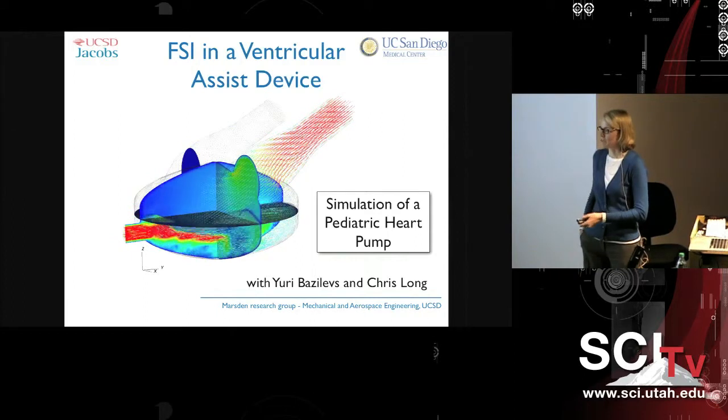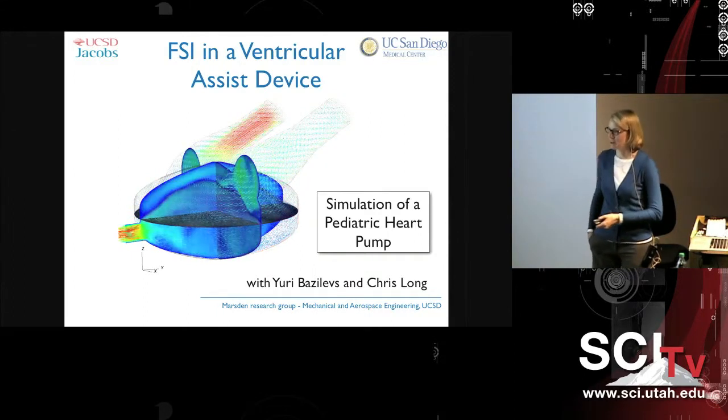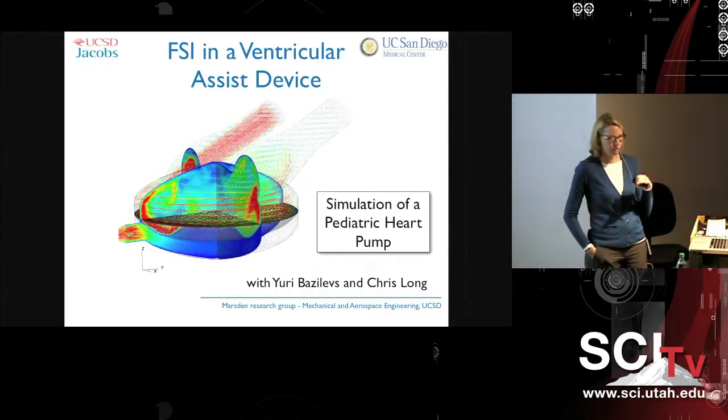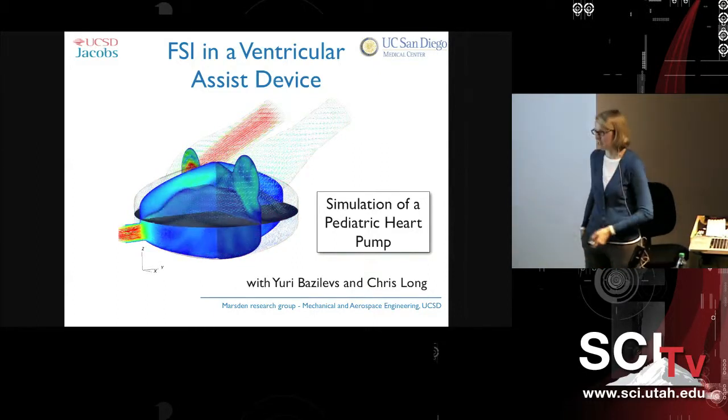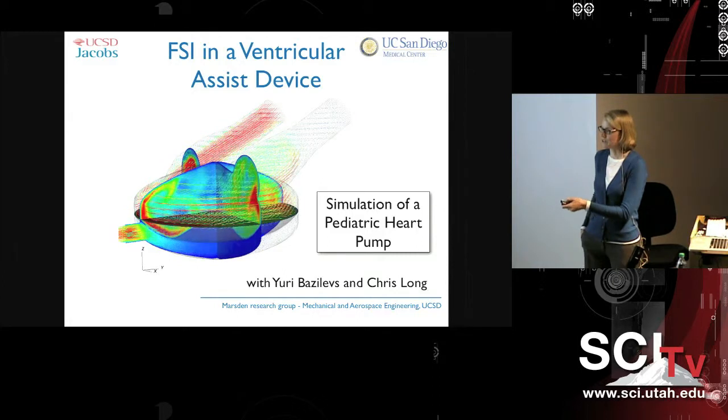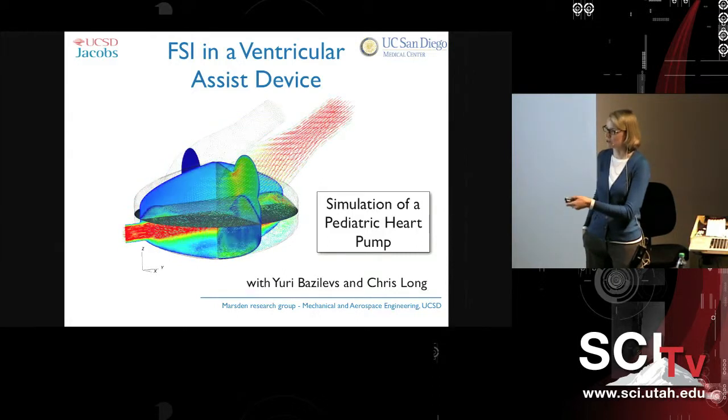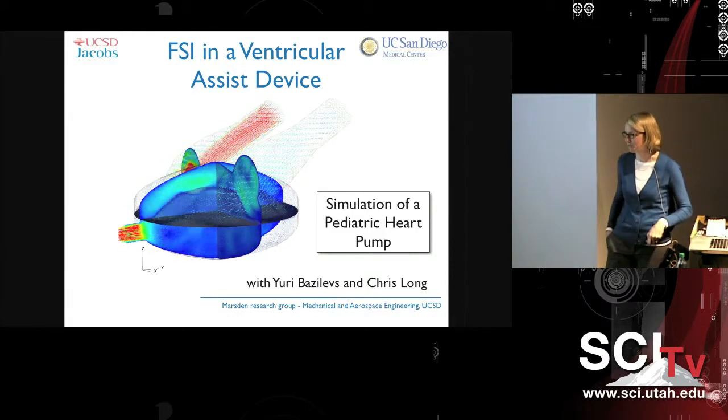And so we had some challenges in simulating this. We had to have two different fluids. We had to have a very thin membrane that has nonlinear buckling. And we did this with isogeometric analysis for the membrane and an ALE method.